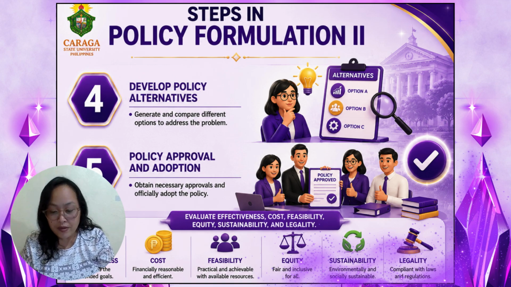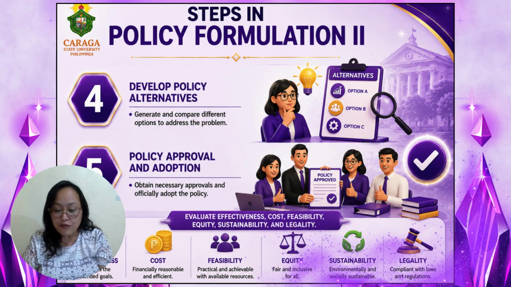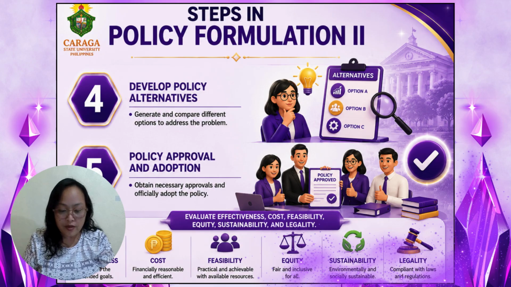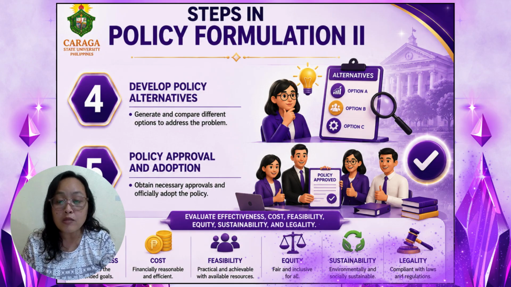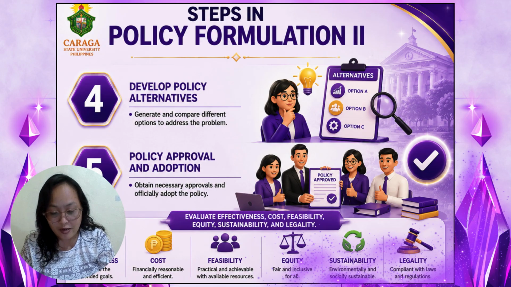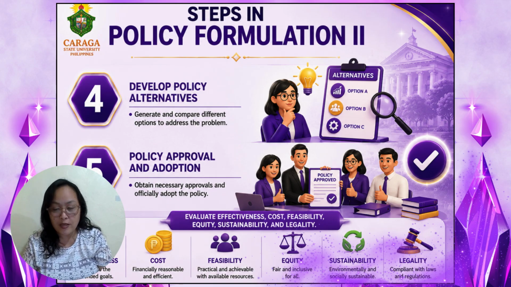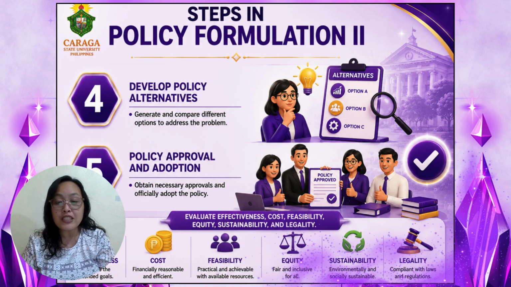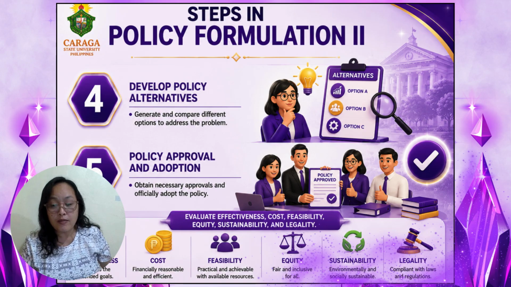Fourth, developing policy alternatives. After gathering sufficient information, policymakers generate different possible solutions. Each alternative is evaluated according to several criteria such as effectiveness, cost, feasibility, equity, sustainability, and legal considerations. Decision makers compare these alternatives and select the option that best addresses the identified educational concerns while maximizing available resources.